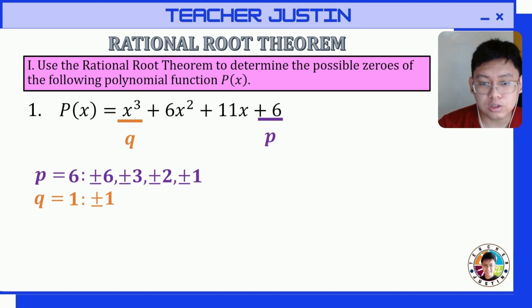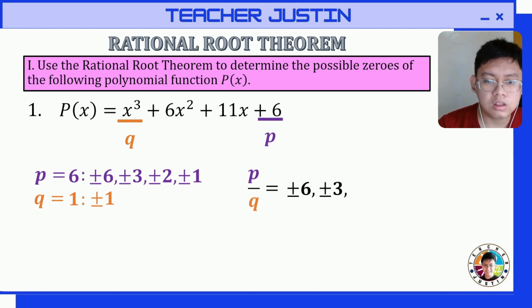Now, ang susunod nating step is for us to get P over Q. We will divide the factors of P by the factors of Q. So, let's divide 6 and 1. That will give us positive negative 6. 3 divided by 1, that will be positive negative 3. 2 divided by 1 is positive negative 2. And 1 divided by 1 will be positive negative 1.